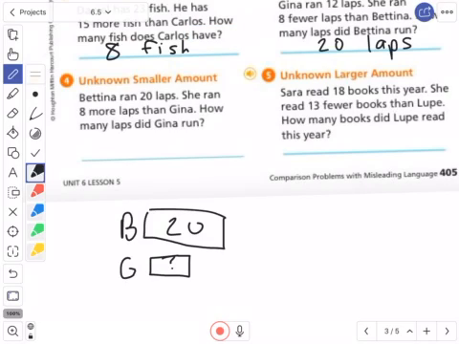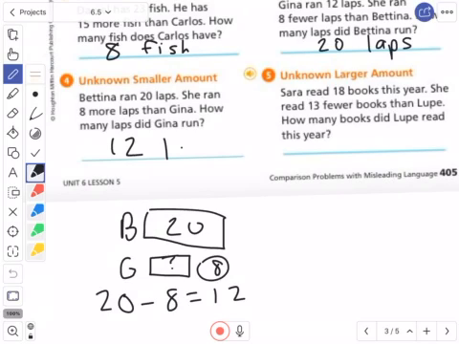But we did know that Bettina ran 8 more. Okay, so that's a subtraction problem. Well, 20 minus 8, I know that one equals 12. So 12 laps.